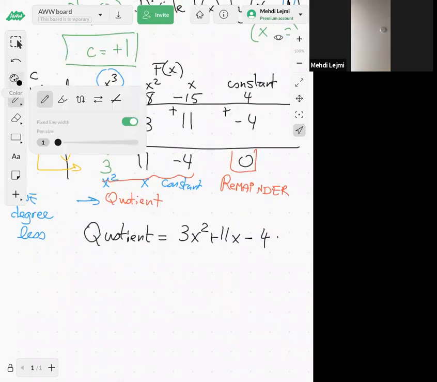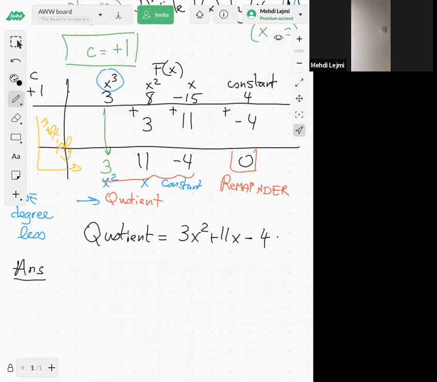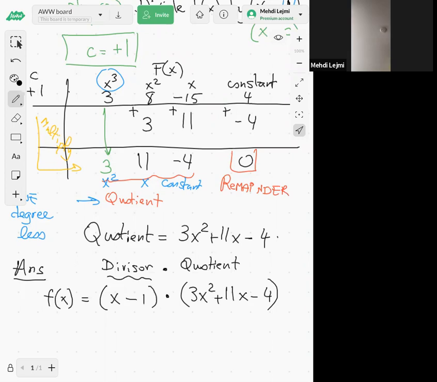So we divided our f of x by x minus 1. So the final answer here in step 2, guys, remember, we have our f of x equal to our divisor. We divided by x minus 1, right? This is my divisor. We divided f of x by x minus 1 times the quotient, so times the 3x squared plus 11x minus 4, right? And of course here this should be plus the remainder, but the remainder is just 0, so it's just plus 0, right? So yeah, that's my f of x.